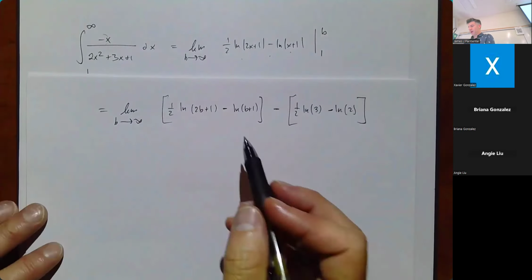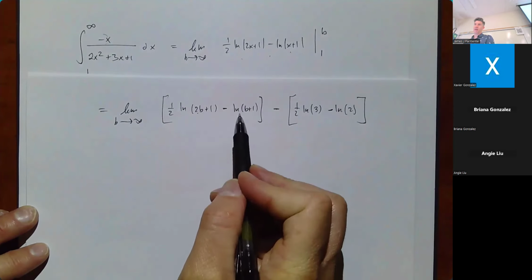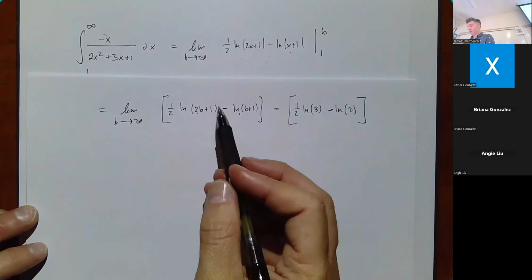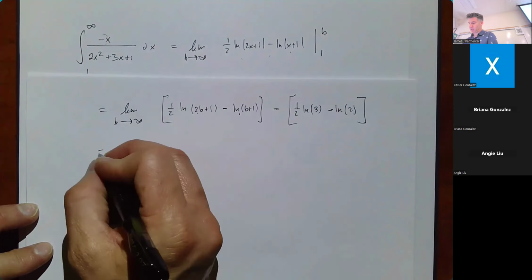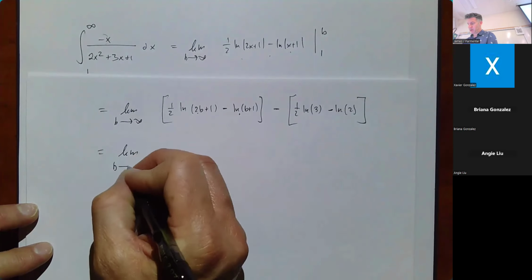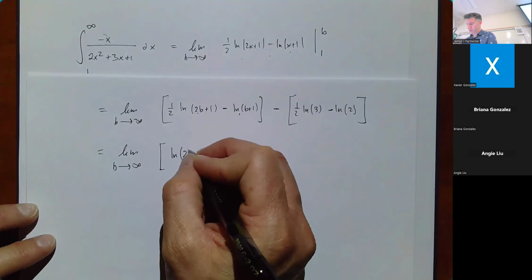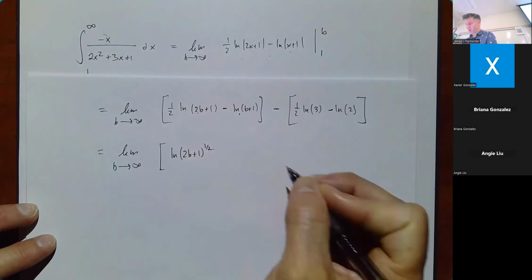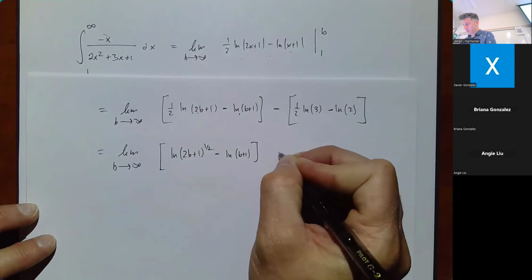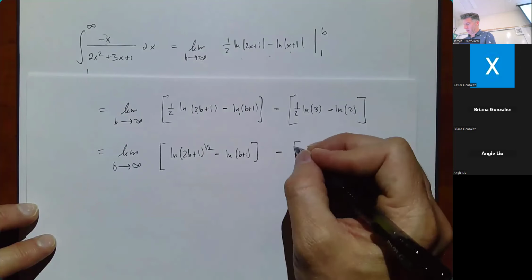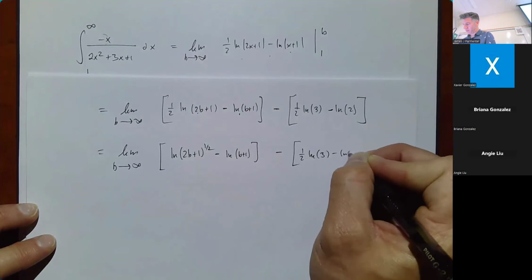Okay, so how do we deal with this when it's an infinity minus infinity? Well, in this particular case, we can combine these things together. So we can write this as the limit as b goes to infinity of the natural log of (2b plus 1) to the 1/2 power minus the natural log of b plus 1, minus, I don't really care about this over here, but it's 1/2 the natural log of 3 minus the natural log of 2.